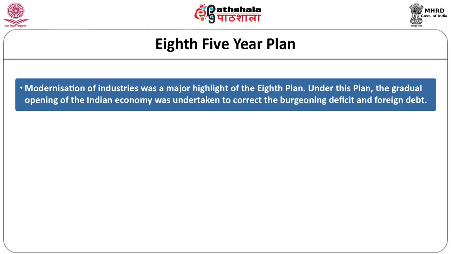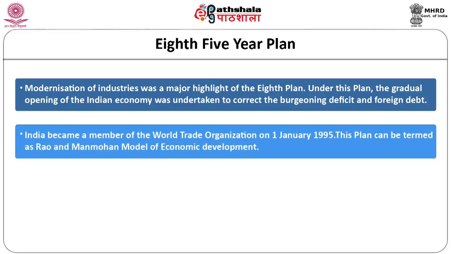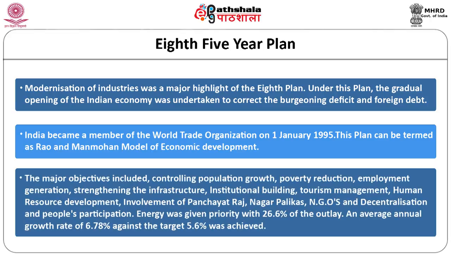Then, during the 8th five-year plan, that is 1992 to 1997, modernization of industry was a major highlight. Under this plan, the gradual opening of the Indian economy was undertaken to correct the budgetary deficit and foreign debt. India became a member of the World Trade Organization in the year 1995, and it is considered an era where the Narasimha Rao and Manmohan Singh model of economic development was introduced through economic liberalization, privatization, and globalization. And as a result of that, many kinds of reforms were introduced.